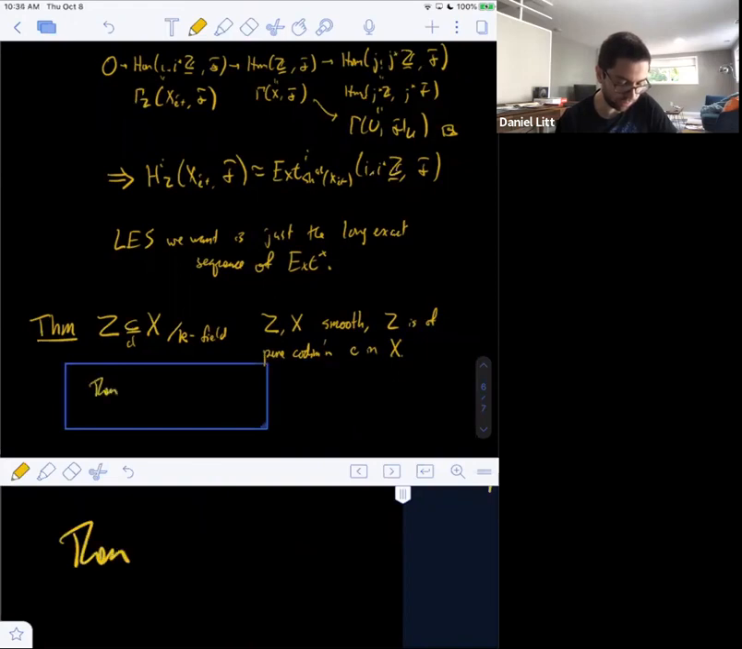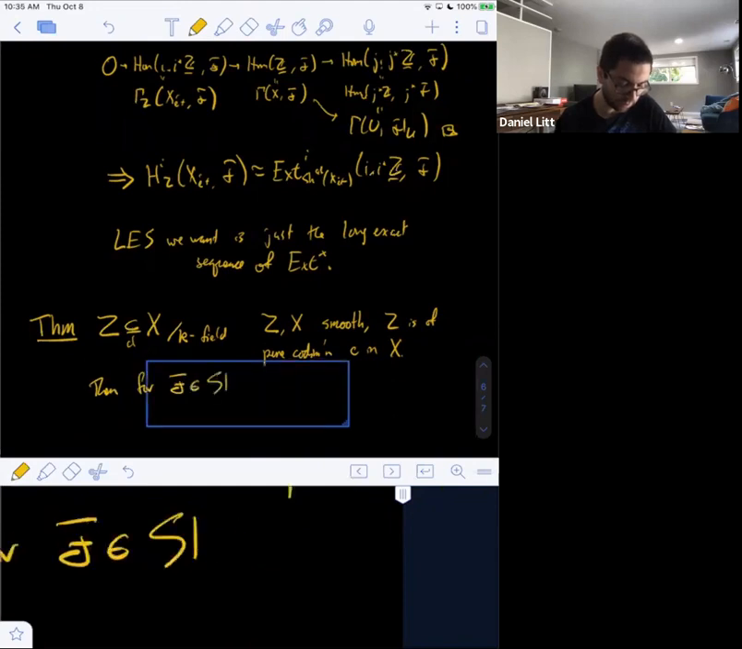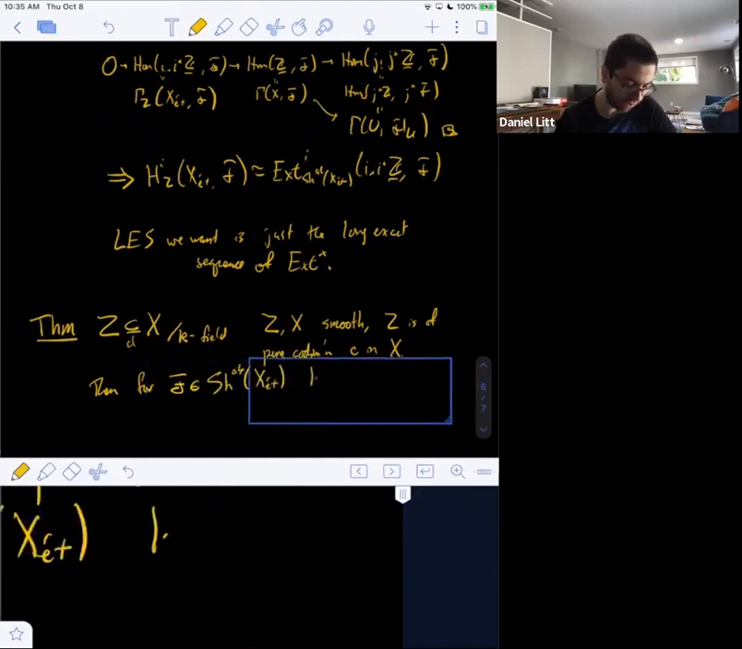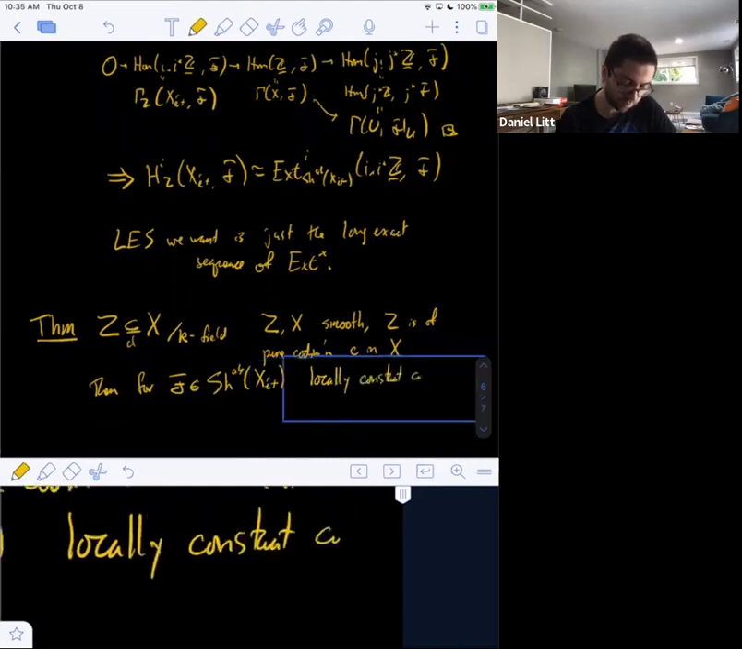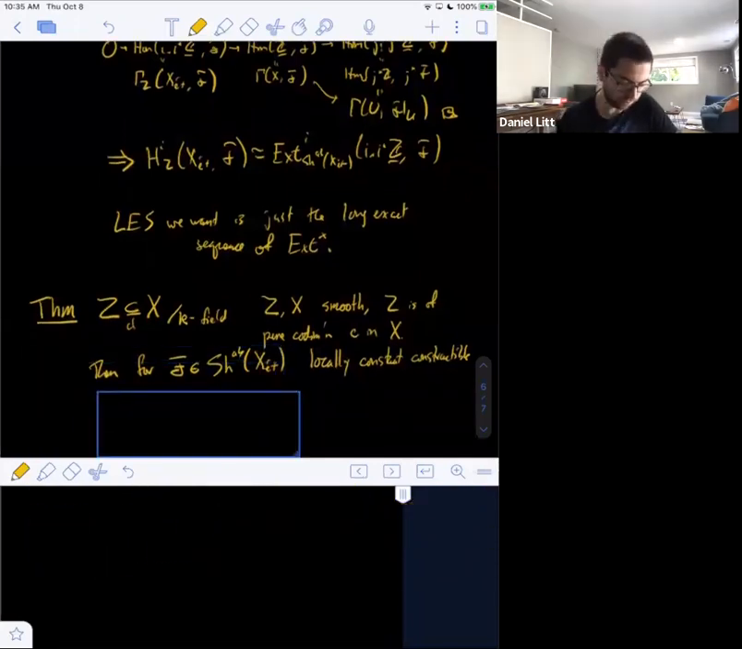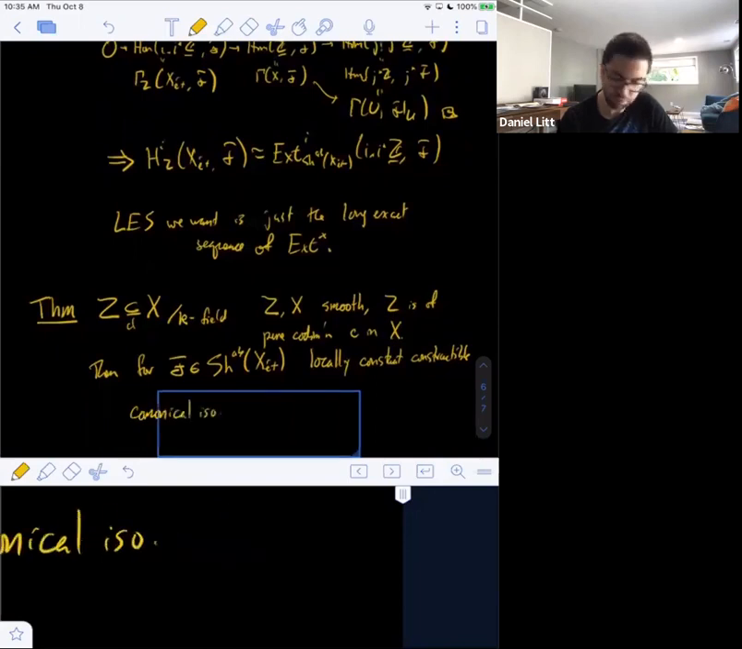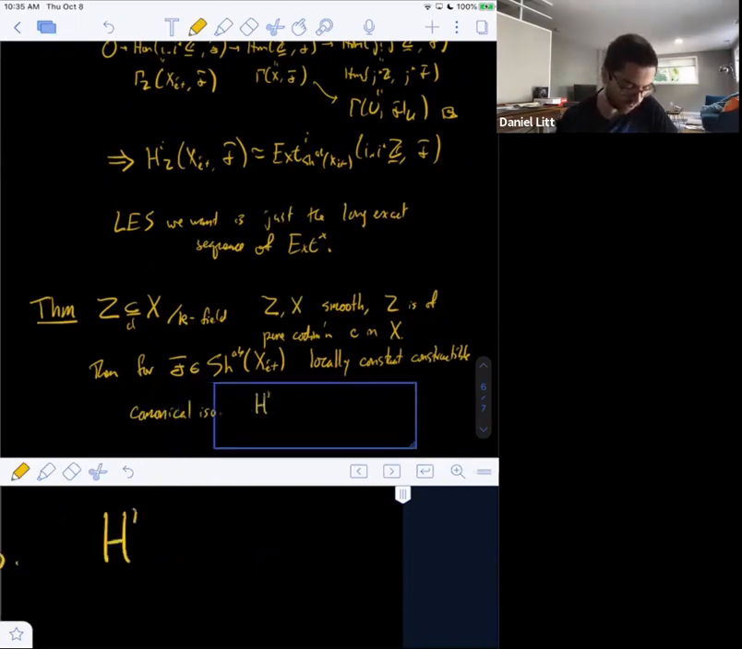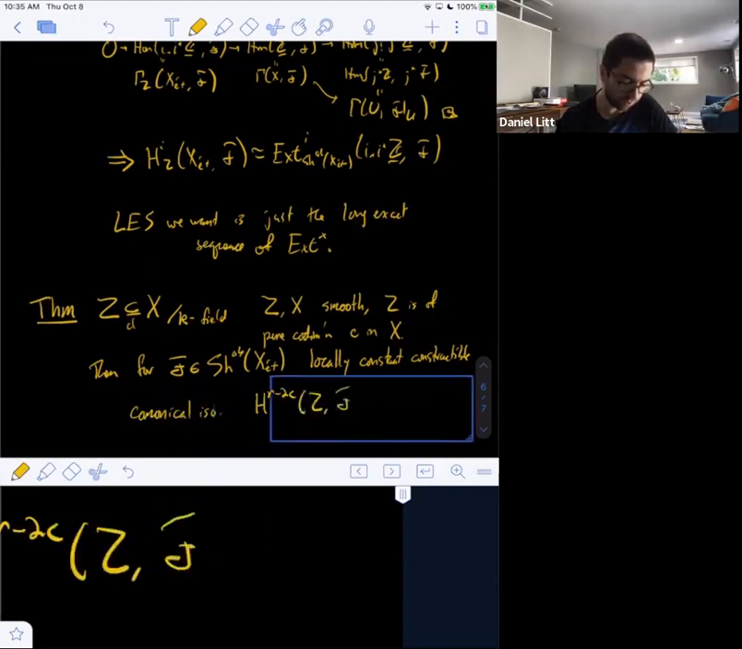Then the theorem is that for F in abelian sheaves on X étale, locally constant constructible, so locally constant constructible just means locally constant with finite stalks, then there's a canonical isomorphism between H^(r-2c) of Z with coefficients in F twisted by -c.